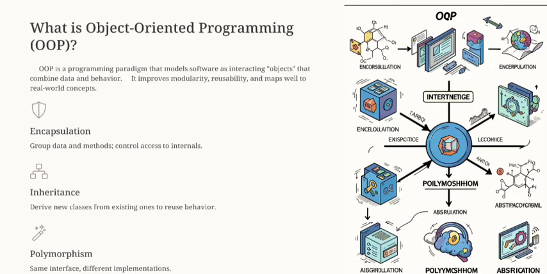Polymorphism is the third concept. Polymorphism means many forms. It allows the same method name to behave differently in different situations. For example, a sound method: dog barks, cat meows. The method name is the same but the behavior changes.